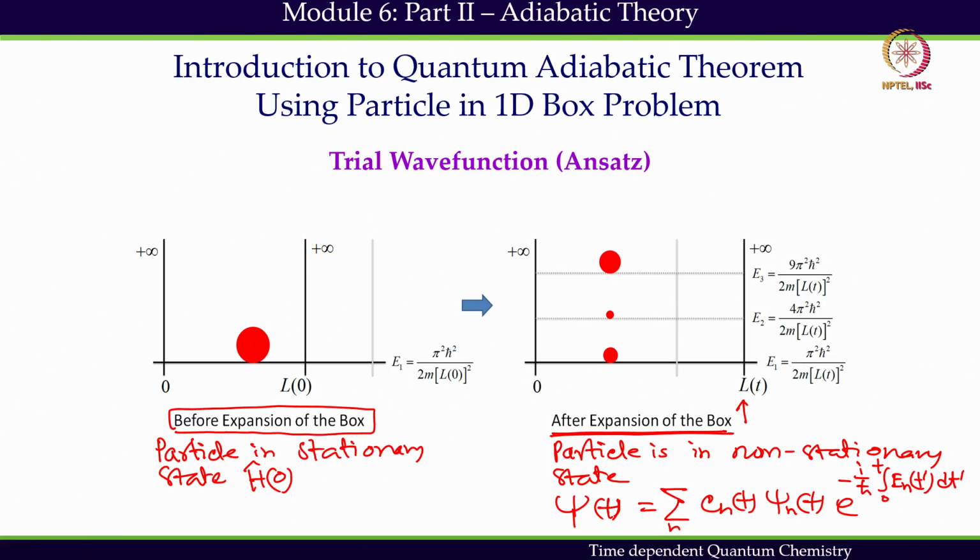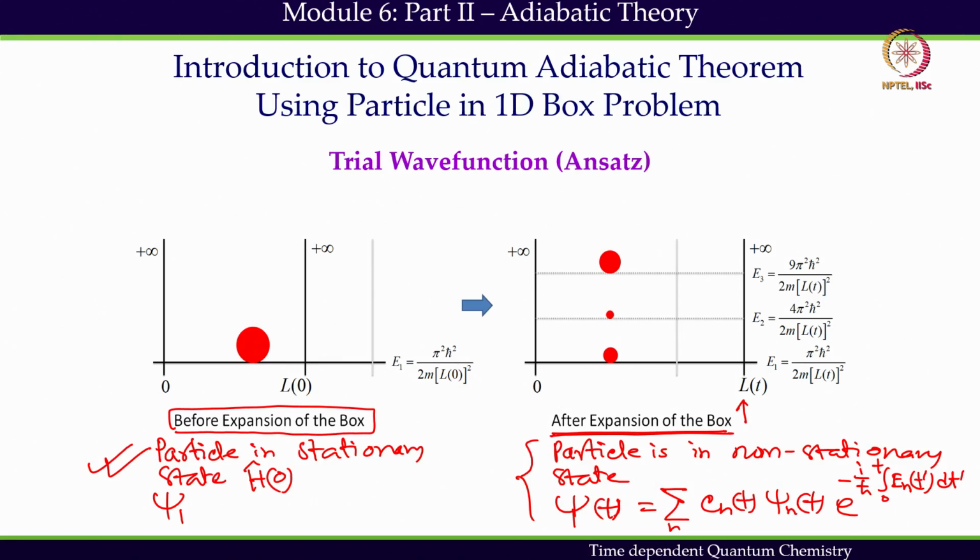One key point you should remember is that before the expansion the particle was definitely in a stationary state. Here we are assuming that it was in the ground state, so the stationary state is psi 1. But after the expansion, because the Hamiltonian has evolved over time, it is a dynamical event, so the particle has to be in a non-stationary state. The particle cannot be in a stationary state immediately after the change is turned off.